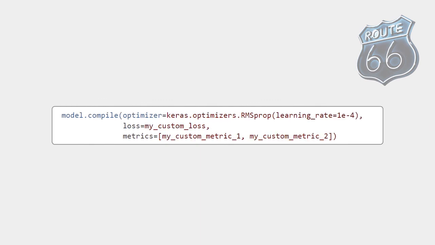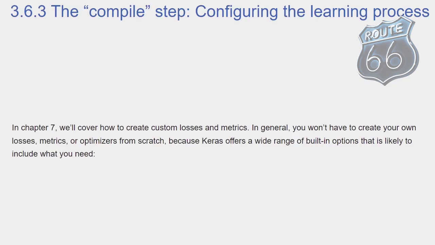This is useful if you want to pass your own custom losses or metrics, or if you want to further configure the objects you're using, for instance by passing a learning_rate argument to the optimizer. In Chapter 7, we'll cover how to create custom losses and metrics. In general, you won't have to create your own losses, metrics, or optimizers from scratch, because Keras offers a wide range of built-in options that is likely to include what you need.